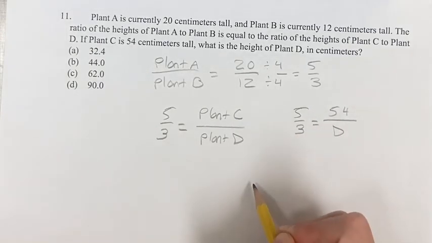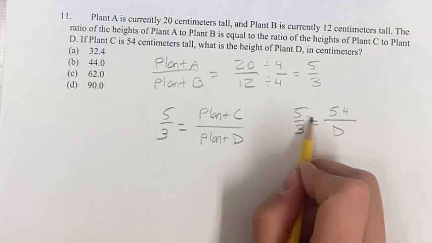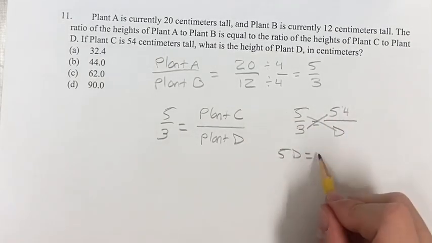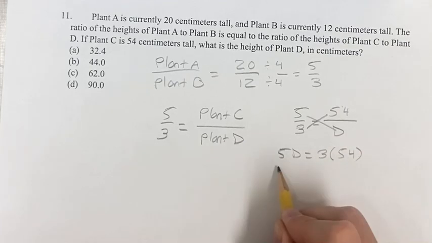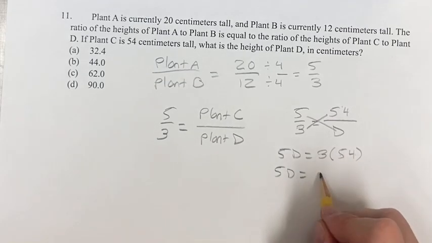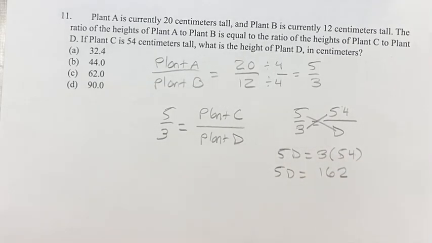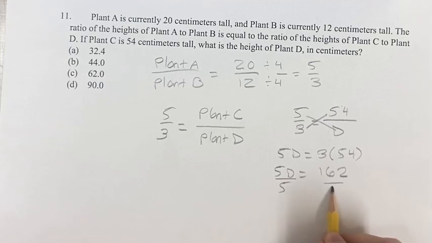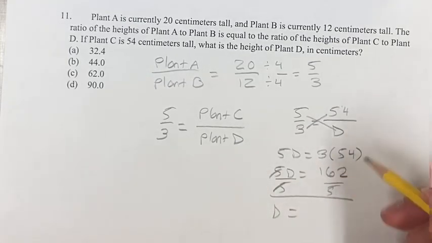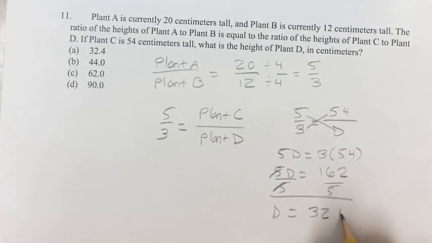If we have two fractions equal to each other, I think the easiest way to go about this is to cross multiply. So we have 5D is equal to 3 times 54. So 5D is equal to 3 times 54 is 162. And if we divide both of these by 5, these are going to cancel, and D is going to come out to 32.4. Right, plug that into your calculator if you want. But you're going to get a value of 32.4, which means A is going to be your final answer.